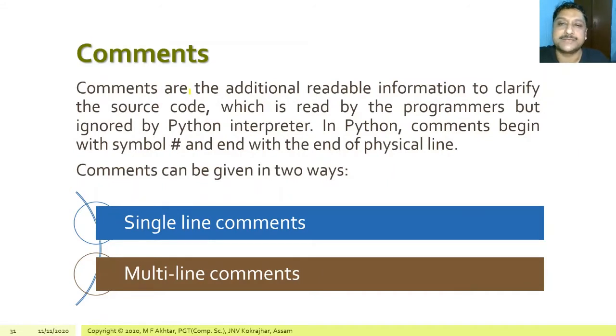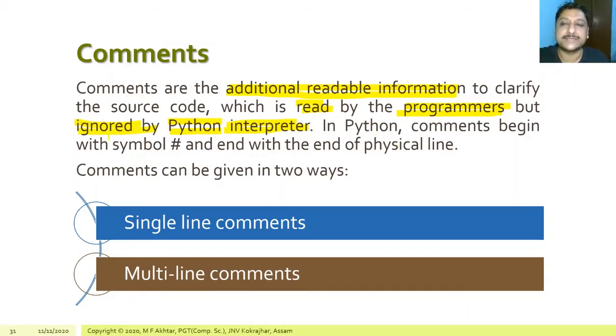Now comments. We know that they are additional readable information to clarify the source code, which is read by the programmers. It is helpful for programmers, not for computers, and it is ignored by the Python interpreter. It is read by the programmer. It is helpful for the programmer, but not for the Python interpreter, which only ignores it. These are additional information to clarify the source code.